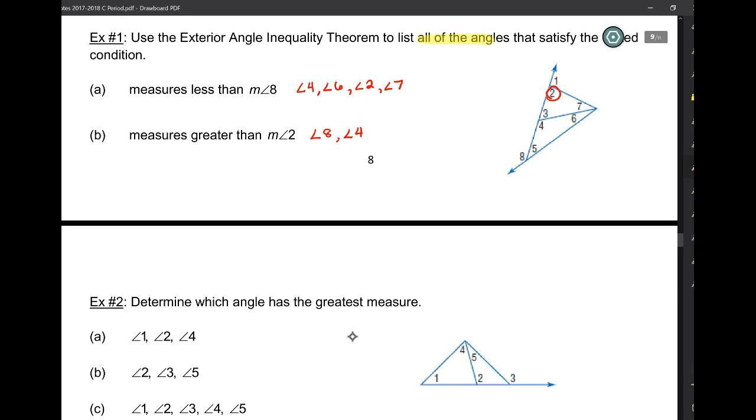Why 4? So look at this triangle. Oh, I see it. You see it now? Sometimes it helps if you have a colored pencil or highlighter. Sometimes you're highlighting multiple things, so I know it can be kind of confusing.